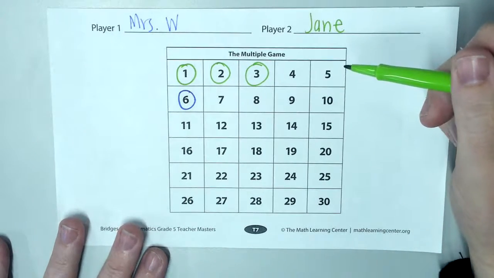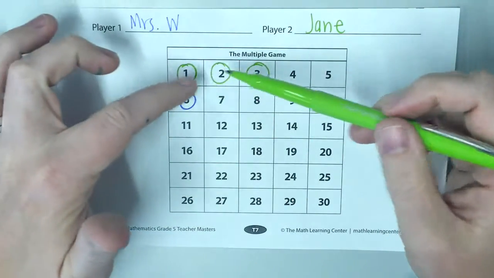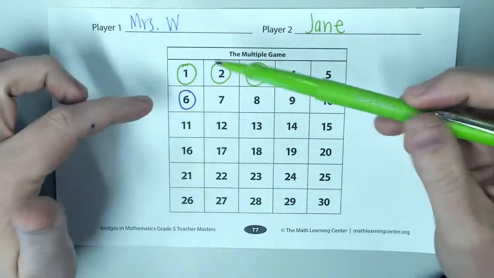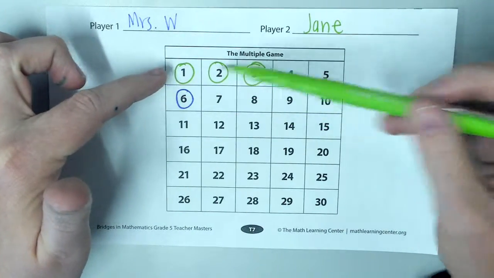That's about it. Now when we keep track of score, you're adding up all the totals that you've circled. So far the score is Mrs. Wolfie has 6 points. Jane has 6 points.